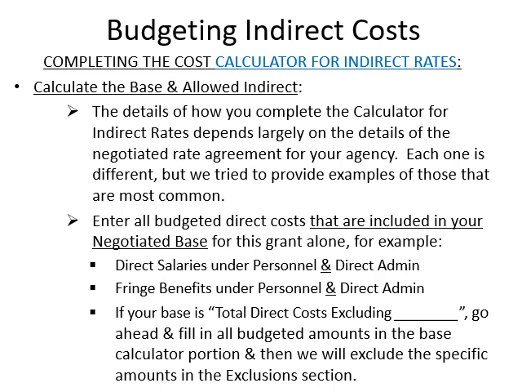So you need to enter all budgeted direct costs that are included in your negotiated base. For this grant alone, for example, if direct salaries and fringe are your negotiated base, then you would add the direct salaries from personnel and direct admin, also the fringe benefits under personnel and direct admin. If your base is total direct costs excluding some particular cost, then you would go ahead and fill in all budgeted amounts in the base calculator portion, and then we will exclude the specific amounts in the exclusion section.